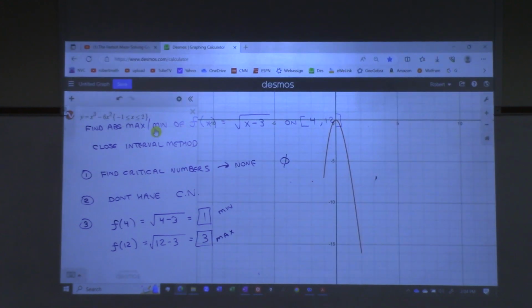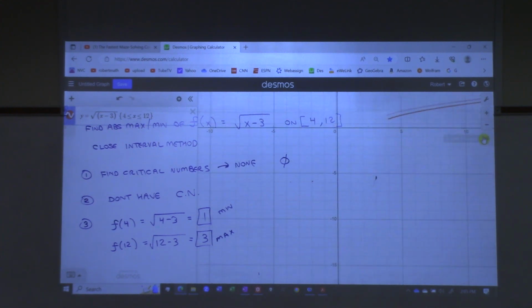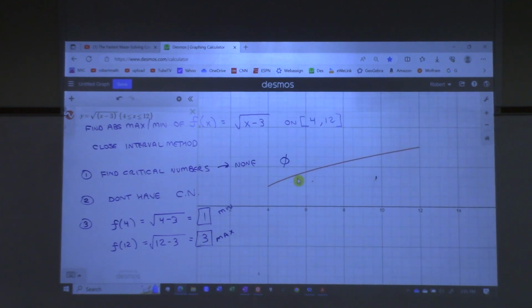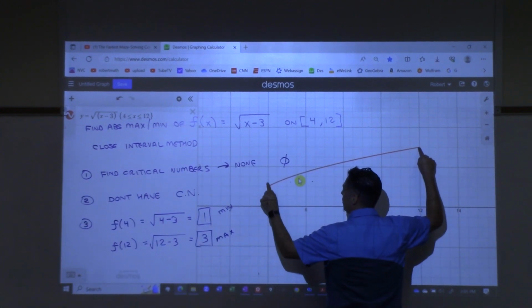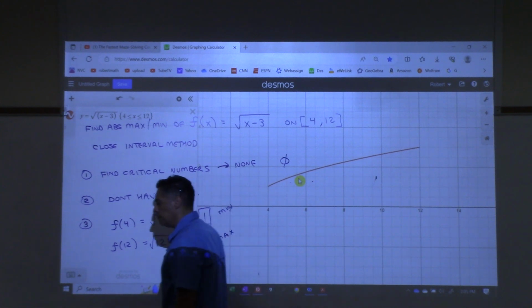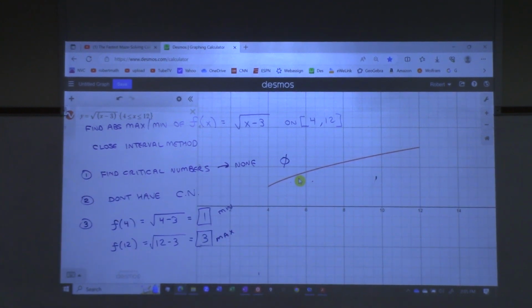Shall we see it real quick in Desmos? May as well. Square root of x minus 3, but we're restricting ourselves between 4 and 12. Go to the standard graph, zoom out, there we go. I think it's pretty obvious there that the max and min are happening at the two endpoints. Kind of a boring function, but I wanted you to see a scenario where we don't have any critical numbers. Okay, we didn't have any, fine, great.